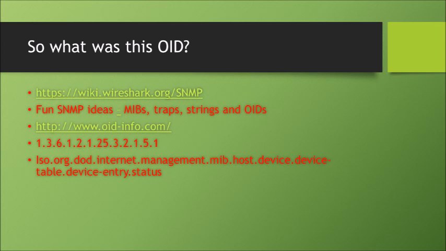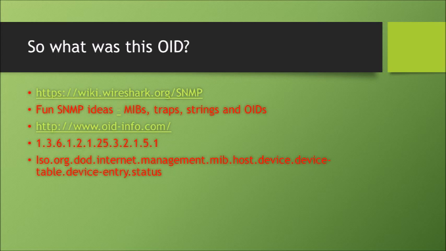In this particular case, the very first of the OIDs that was in this packet was 1.3.6.1.2.1.25.3.2.1.5.1. And here I've just used the lookup tool to indicate what this actually means. And so this is actually a status request for a very particular item. And I think in this case I was talking to a printer.